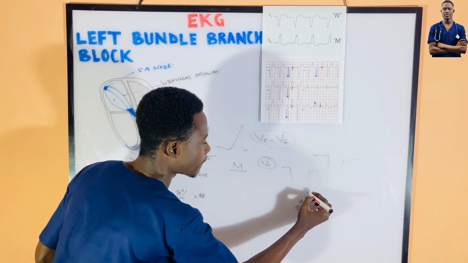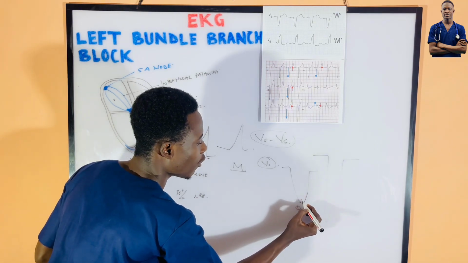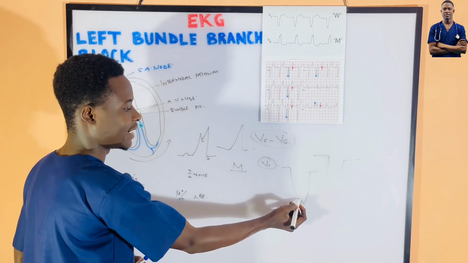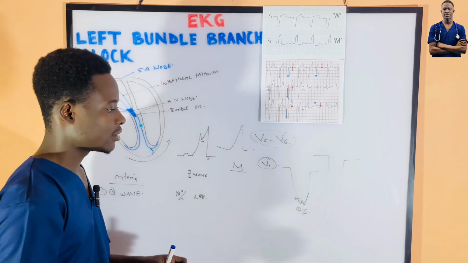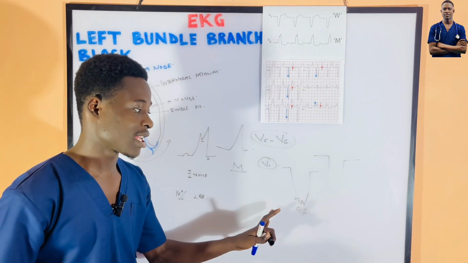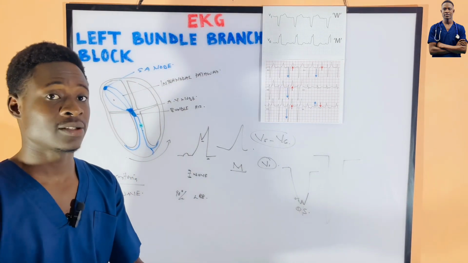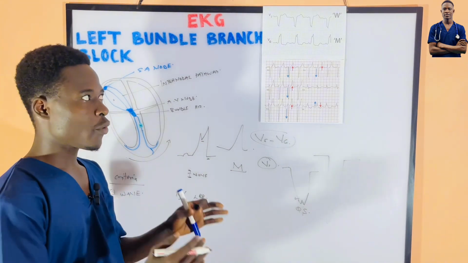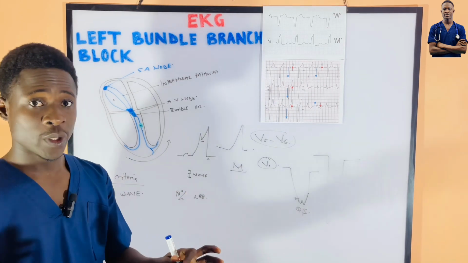has the shape of what? A W, which also represents the first depolarization of the right side, and then later on depolarizes what? The left side. But it's not always over there.